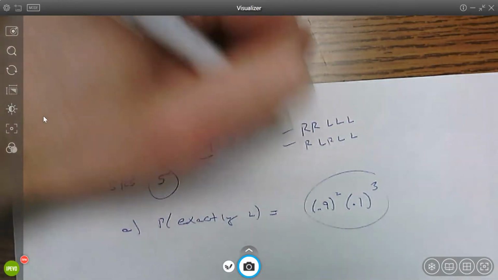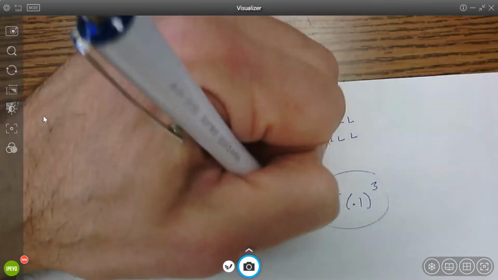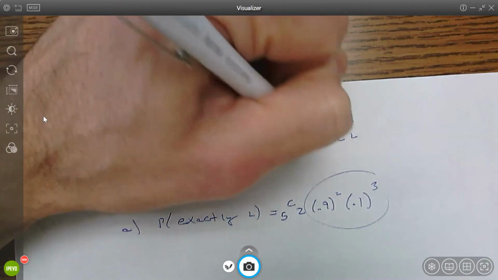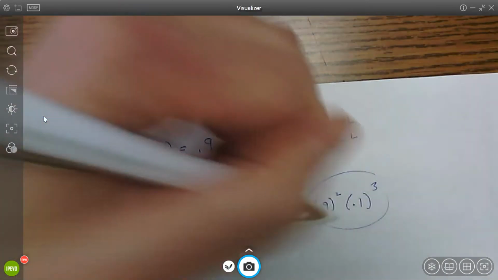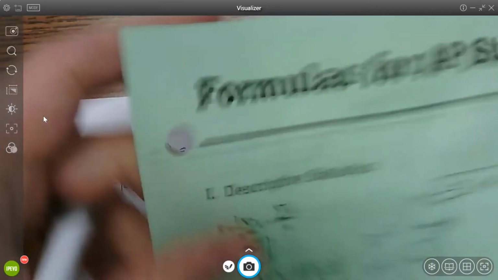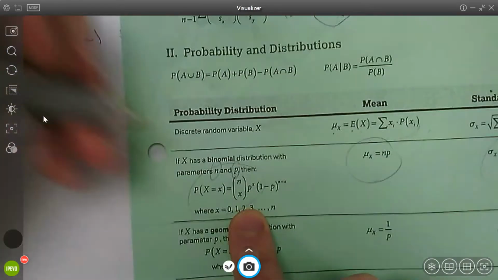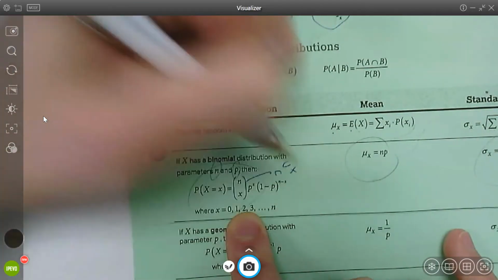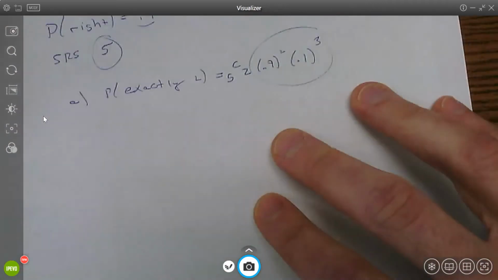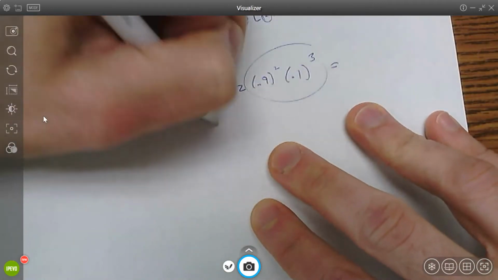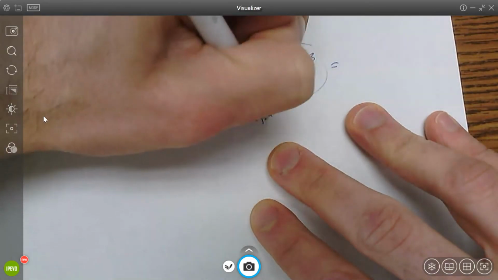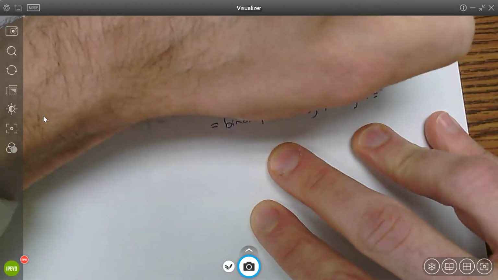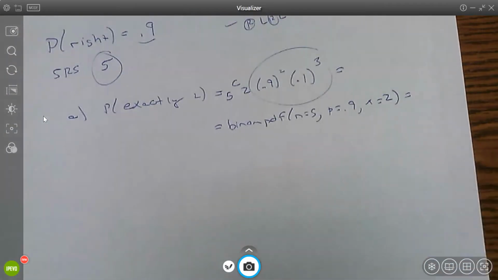So I need to figure out how many scenarios or combinations there are. To do that, I'm going to take my number of trials, 5, choose 2. I'm looking for 2 successes in each trial. This right here is this formula. These parentheses just mean n choose x, 5 choose 2. Then we go to the calculator for this. You could plug this in as is, or you could do binom PDF, n equals 5, p equals 0.9, x equals 2. And that will give you your answer.